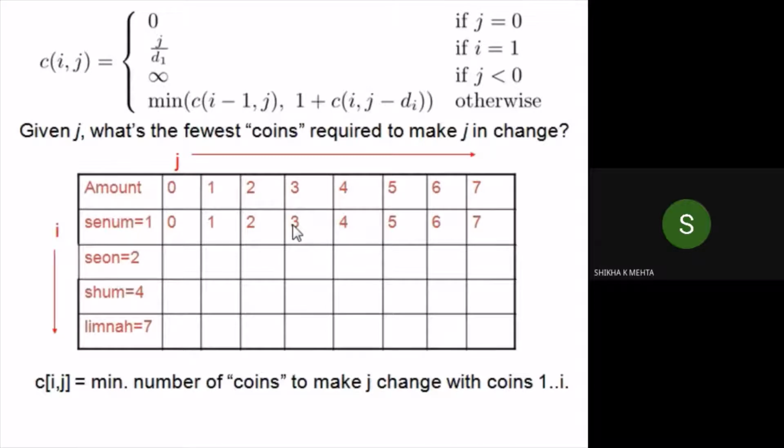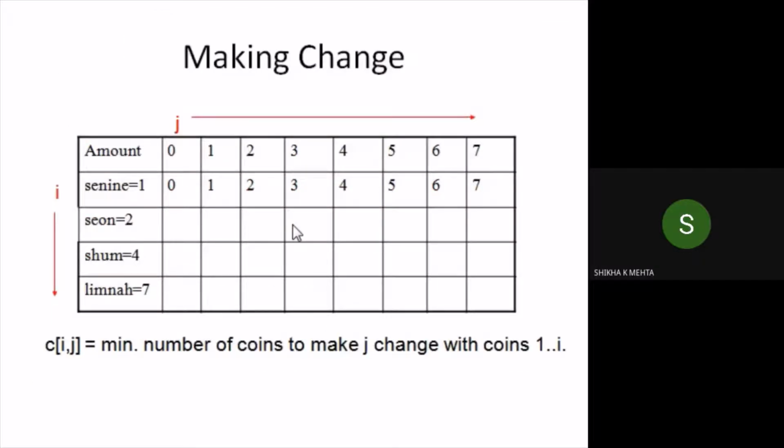Now for filling the second row, what do we do? We have a 2 rupee coin, but the initial value of j is equal to 0. Using the 2 rupee coin, we cannot make 0, so it will remain 0. Then for 1 rupee, using 2 rupees we cannot make 1 rupee, so the minimum value that can be made using 2 rupees is 2.